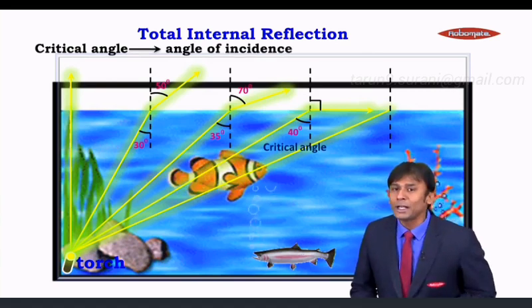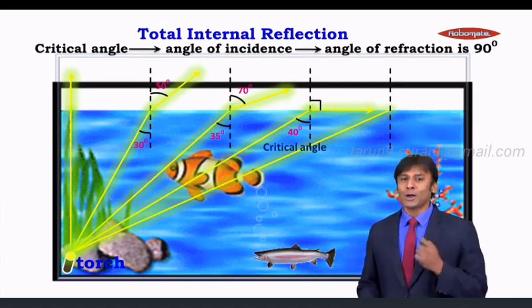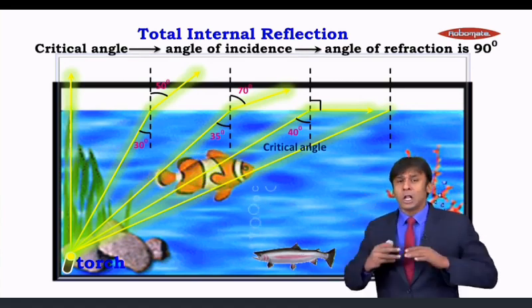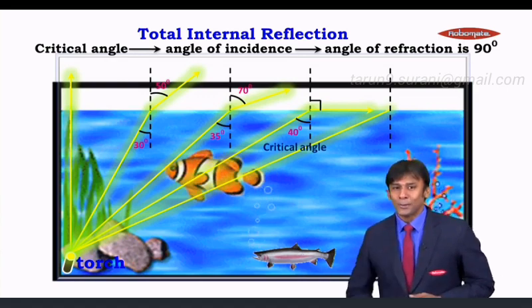Now students, when the angle of refraction is 90 degrees, that is called the critical angle. So students, what is critical angle? Critical angle is the angle of incidence for which the angle of refraction is 90 degrees. So let us see, if light crosses this stage, what happens?